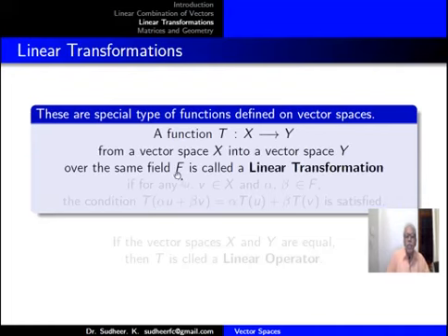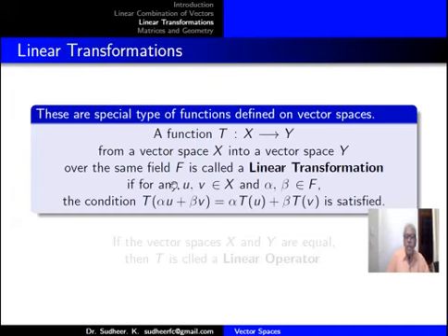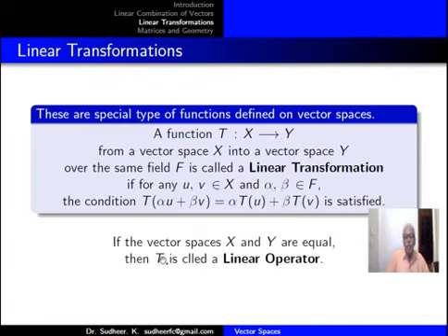A linear transmission is a function T from a vector space X to another vector space Y over the same field F, satisfying the condition T of alpha u plus beta v equal to alpha Tu plus beta Tv, where u and v are elements of X and alpha, beta are elements of F. If the vector spaces X and Y are equal, we will call the linear transmission a linear operator. So linear operator means it's a linear transmission from a vector space to itself.